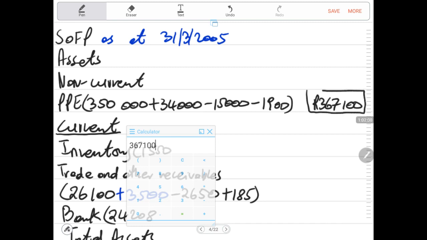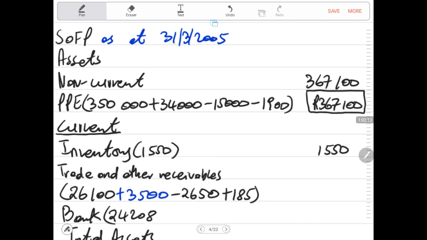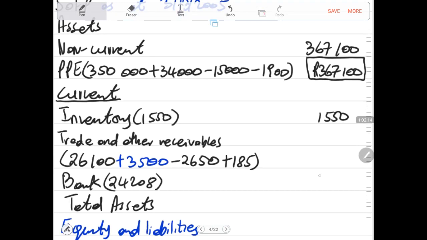Draw a line there. 367,100. Then we don't have any other item, 1,550 of inventory. Then also under bank, we don't have any other. We have 224,208. Under trade and other, 1,550, just to be on the same line.